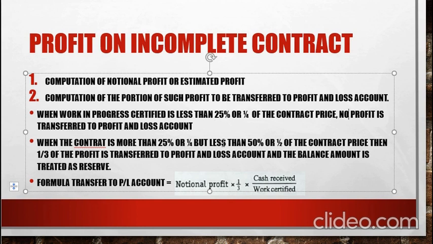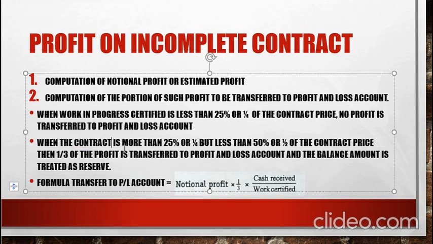Next, when the work is more than 25% or one fourth but less than 50% or half of the contract price, then one third of the profit is transferred to profit and loss account, and the balance amount is treated as reserve. So when the work is completed more than 25% but less than 50%, a certain percentage of profit is transferred to your profit and loss, and the remaining balance amount will be transferred to your reserves.